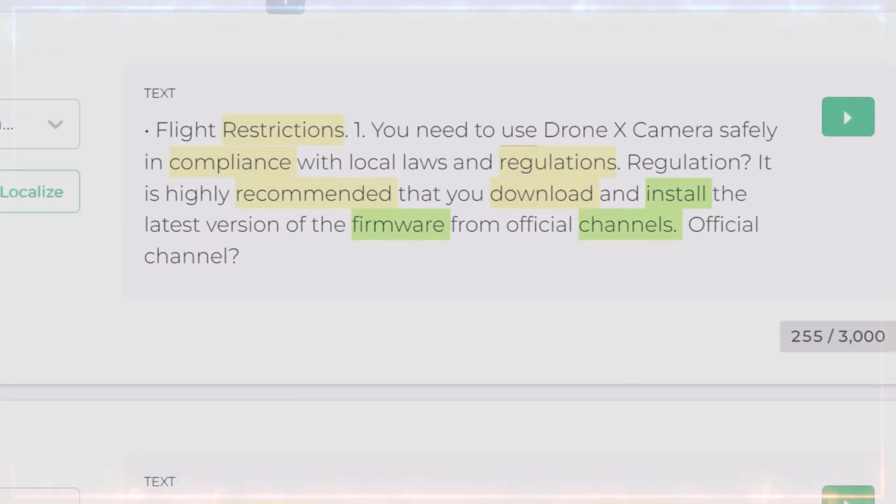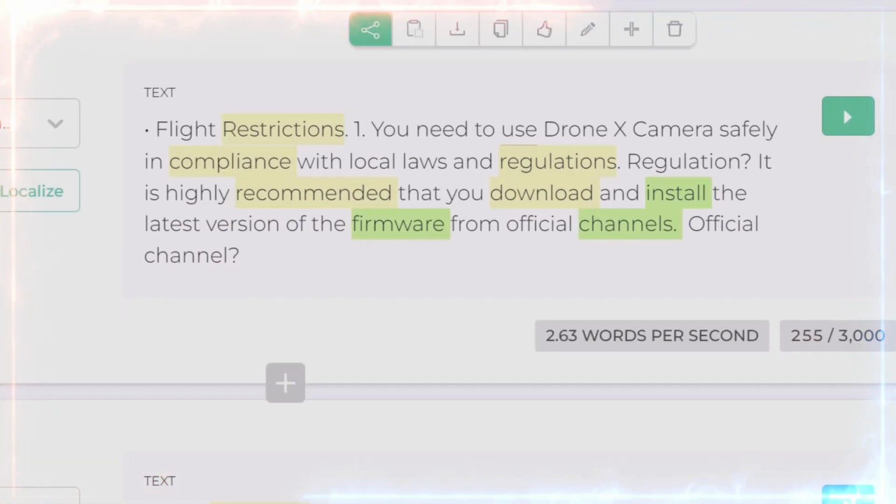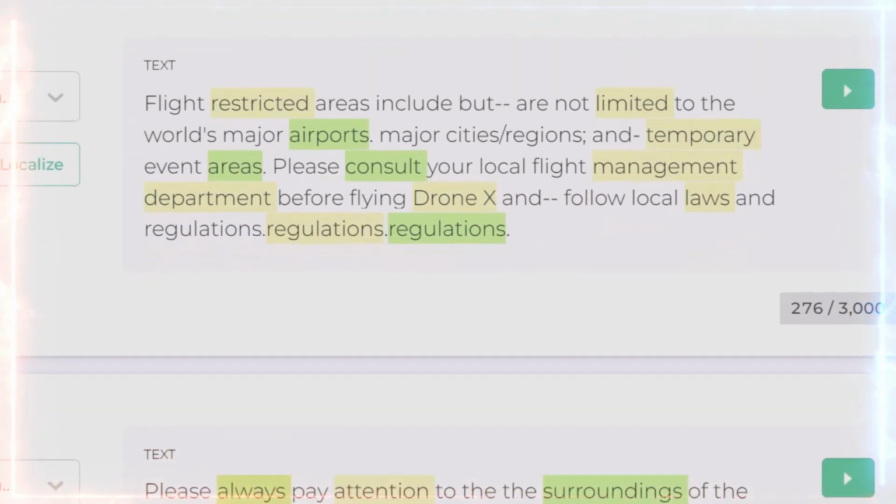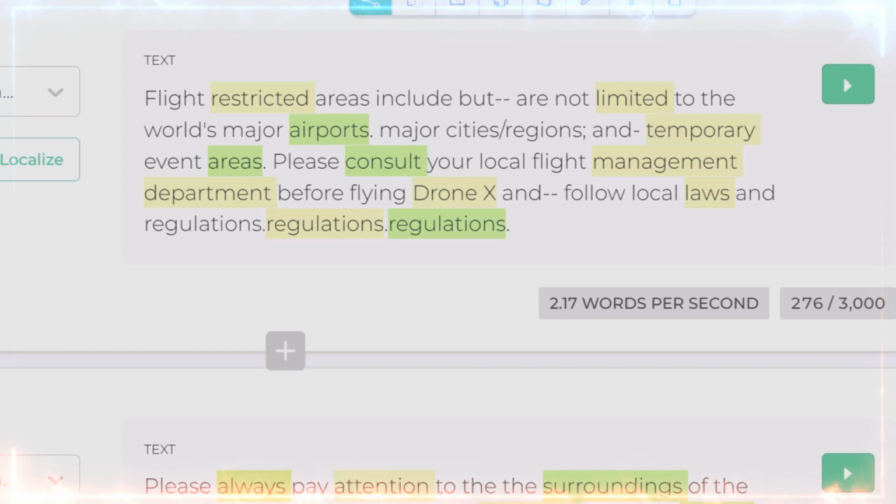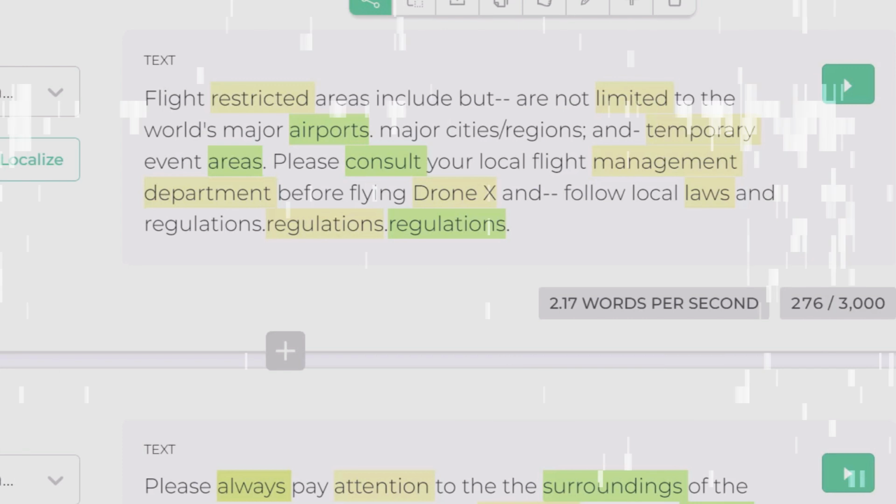Flight restrictions. 1. You need to use Drone X cameras safely in compliance with local laws and regulations. It is highly recommended that you download and install the latest version of the firmware from official channels. Flight restricted areas include but are not limited to the world's major airports, major cities and regions, and temporary event areas. Please consult your local flight management department before flying Drone X and follow local laws and regulations.